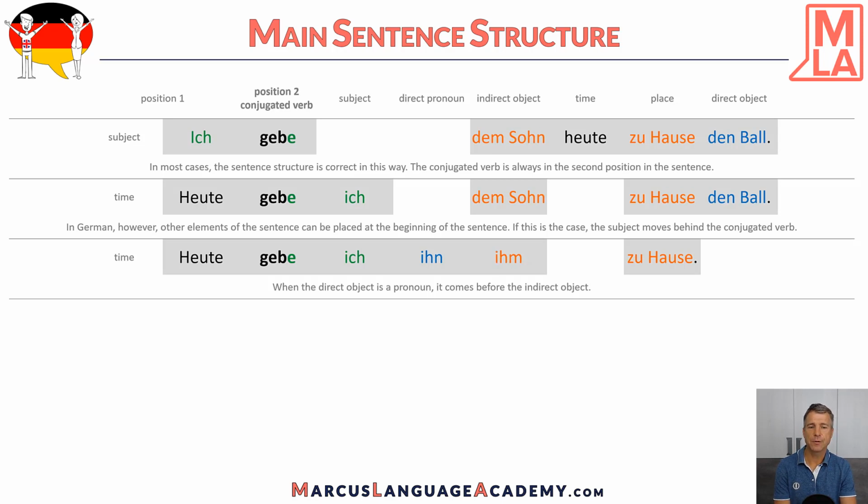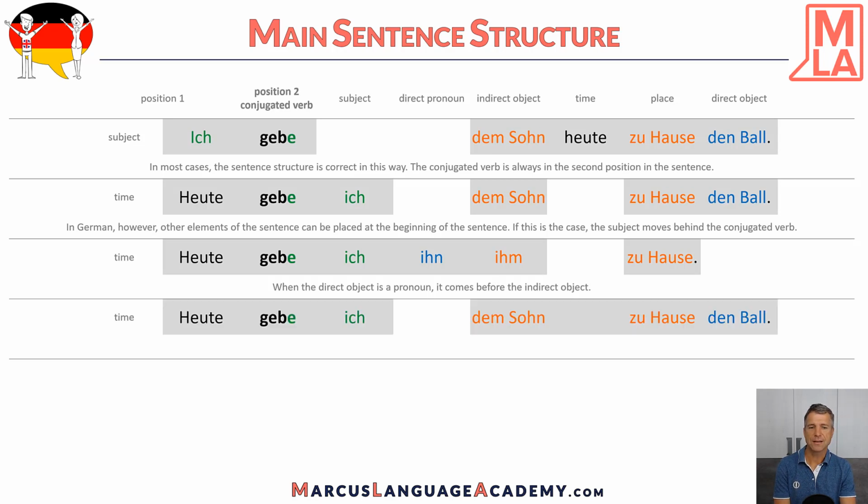And if we also change Sohn to a pronoun, then the sentence would be heute gebe ich ihn ihm zu Hause. Okay? In this moment, when we have pronouns, the accusative goes first and the dative goes second. Okay, so really important to remember this.